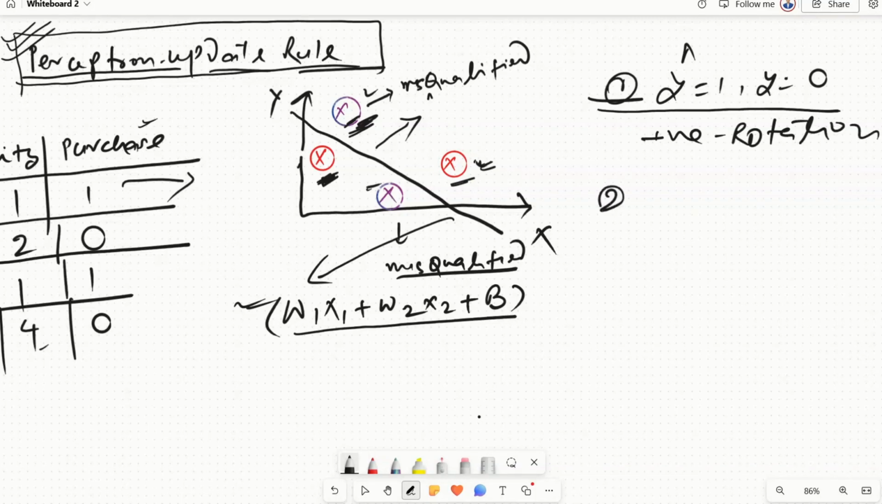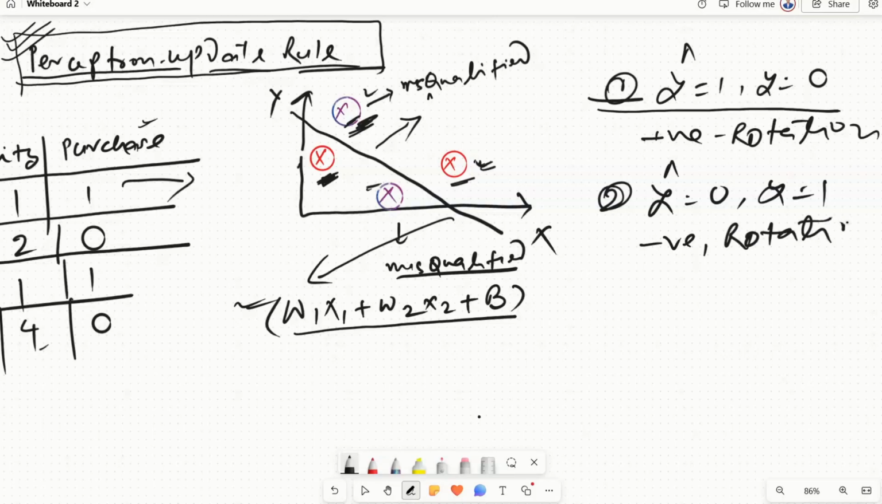Case number 2, for this point. Okay, so what is the y predict? The y prediction is saying that purchase not happened, but actually purchase happened. So again, this is a mismatch. So in this case, this straight line will rotate in the negative direction, in the downward direction. Rotation will happen in the negative direction. I have covered all of this in the previous video.